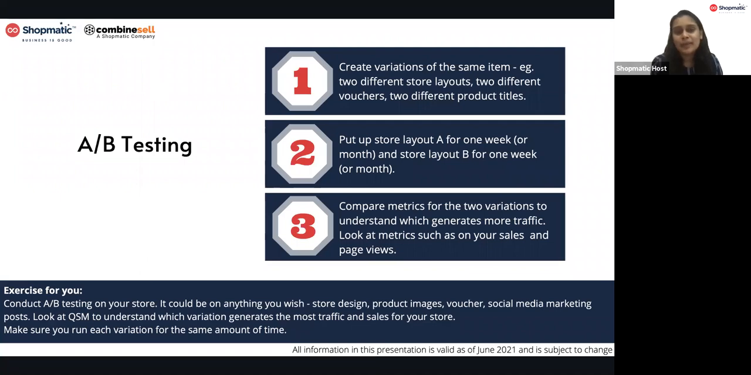If you attended our Shopee and Lazada webinars, maybe you went and did A/B testing as well. Do let us know if you did that and how that worked out for you. But after this webinar, maybe you can consider running A/B testing on your Qoo10 store as well. So choose if you want it to be on the voucher name or the product images, and then create the 2 variations and look at QSM and see which generates more traffic and sales. So make sure that you run each variation for the same amount of time. This is just to ensure that the results are as accurate as possible.